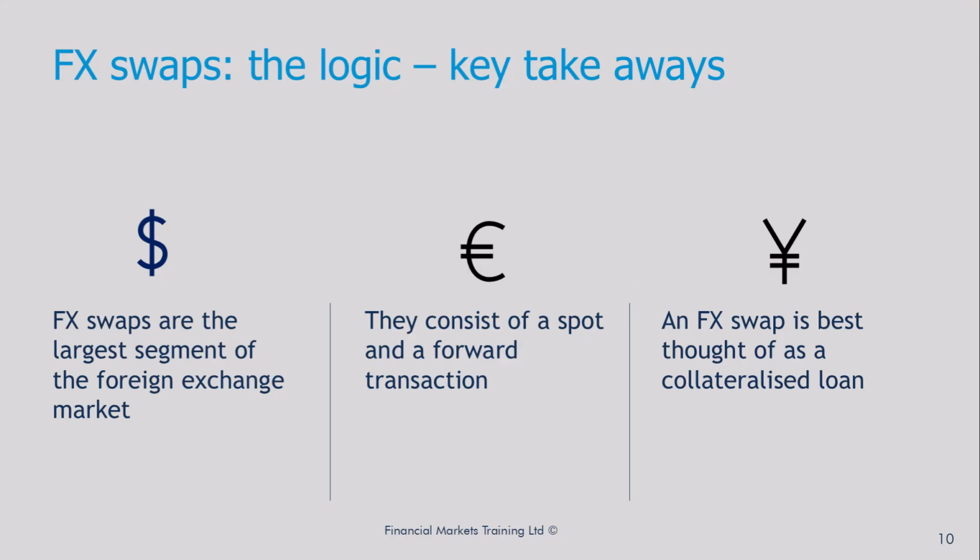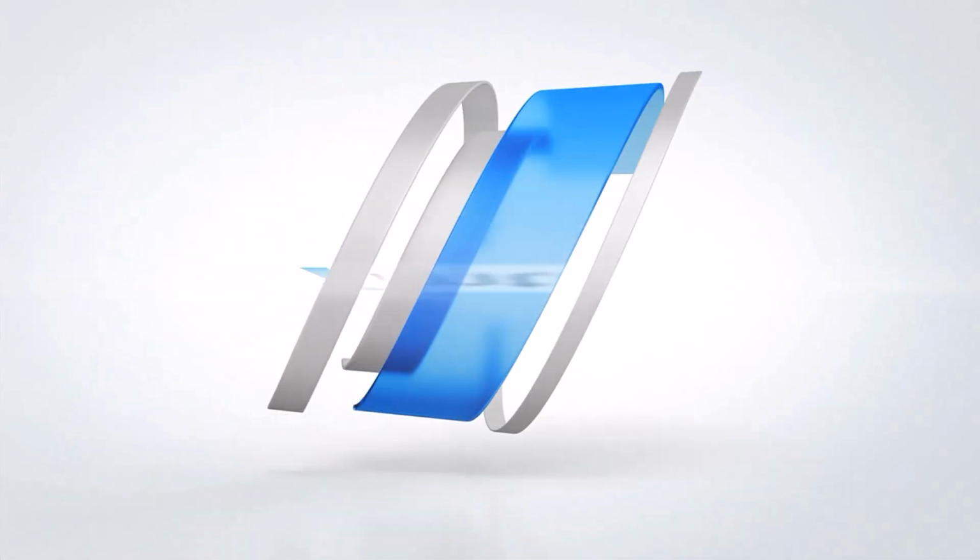Here are 3 key takeaways. FX swaps are the largest segment of the foreign exchange market. They consist of a spot and forward transaction. Rather than think of them as a pair of FX deals, they should be considered as a form of collateralized lending and borrowing.